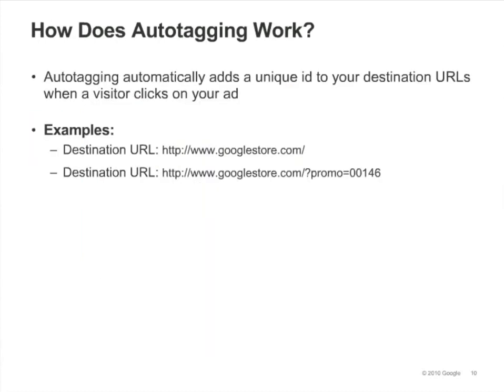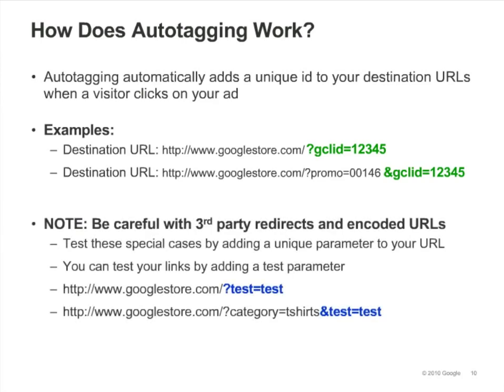Auto-tagging works by adding a unique ID, or GCLID, to the end of your destination URLs. This unique ID allows Analytics to track and display click details in your reports. It is important to note that third-party redirects and encoded URLs can prevent auto-tagging from working properly. You should test these cases by adding a unique parameter to the end of your URL. For example, you could add ?test=test. Test to make sure that the parameter is carried through to your destination page and that the link doesn't break.